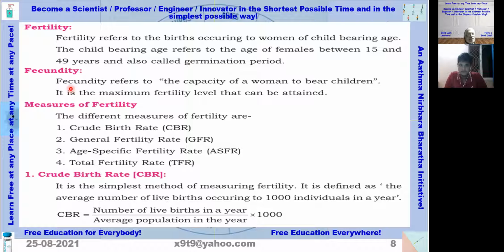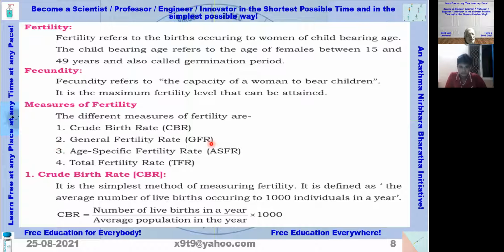Fecundity refers to the capacity of a woman to bear children. It is the maximum fertility level that can be attained. Then measures of fertility. The different measures of fertility are crude birth rate, CBR, general fertility rate, GFR, age-specific fertility rate, ASFR, total fertility rate, TFR.